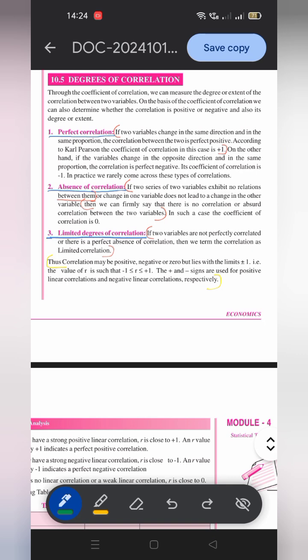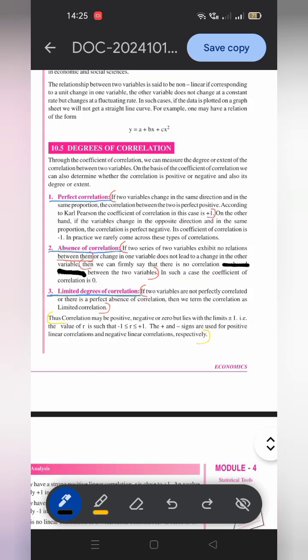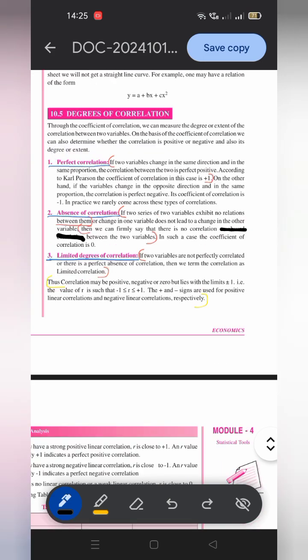Next topic, degrees of correlation. Second one, absence of correlation. If two series of two variables exhibit no relations between them, then we can firmly say that there is no correlation between the two variables. Third one, limited degrees of correlation. If two variables are not perfectly correlated or there is not a perfect absence of correlation, then we term the correlation as limited correlation.